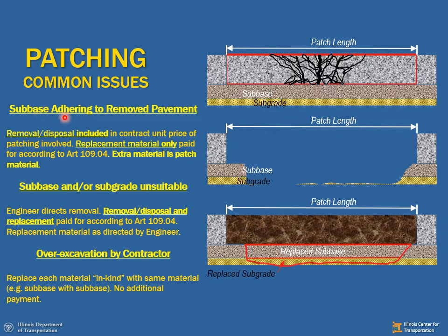That can happen if we adhere to the bottom of the pavement when we remove it. Sometimes the subbase or subgrade is unstable, and we will direct the contractor to remove and replace it. Sometimes the contractor just misses and they over excavate. They remove it on their own. If they remove it on their own, we're not going to pay for it, and we're not going to let them put paving materials beneath the level of the existing.